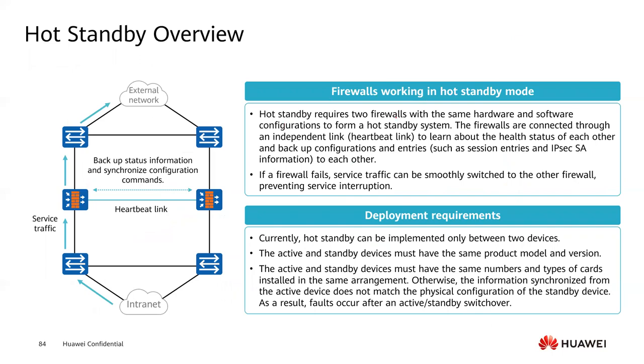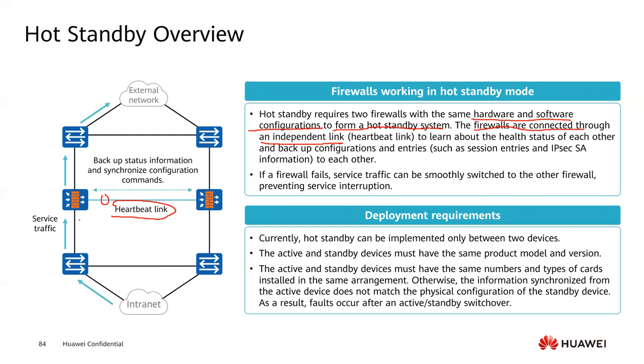The hot standby requires two firewalls with the same hardware and software configured to form a standby system. The firewalls are connected through an independent link. This link, we call it the heartbeat link, to learn about each other's health status and back up configurations and entries. If a firewall fails, service traffic can be smoothly switched to the other firewall.